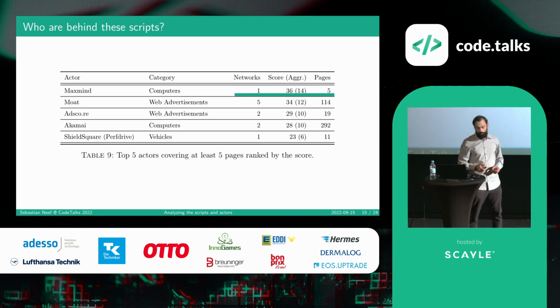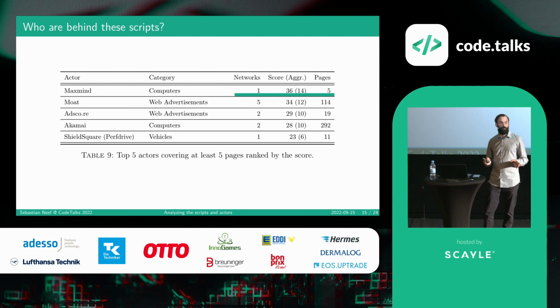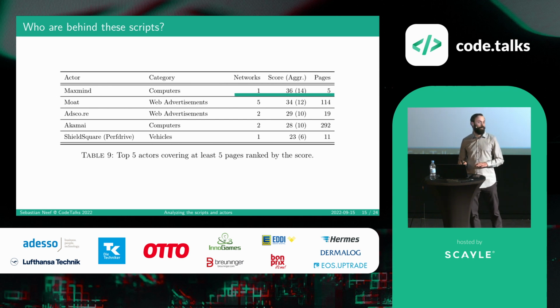So let's have a look at the top 5 actors covering at least 5 pages ranked by their score. So as you've seen before, we have MaxMind at the top. They had only one network, one file, so every website that we scanned had the same file included, which accessed 36 out of those 40 properties. And we found that file on 5 different websites. And then we have Oracle Moat, which was categorized into web advertisements, with also a pretty high score, 34 feature groups and 114 websites.